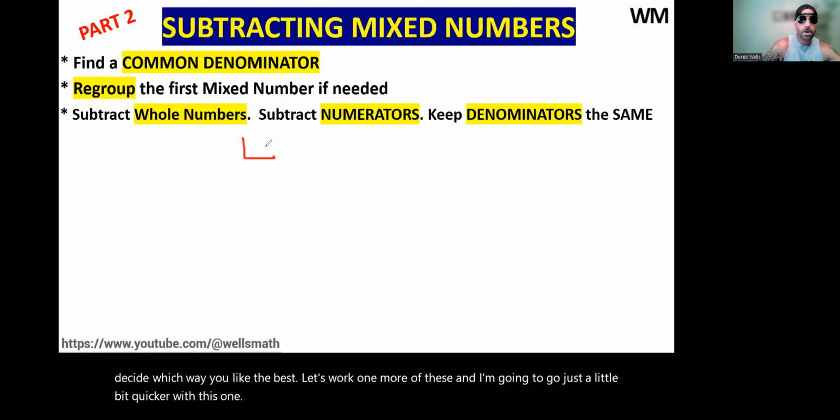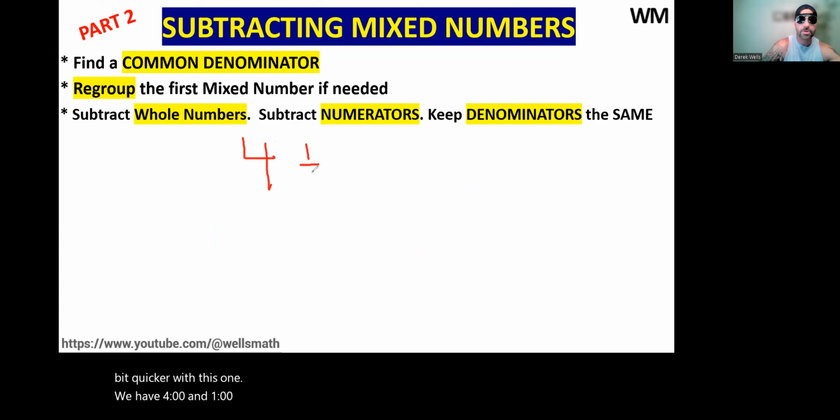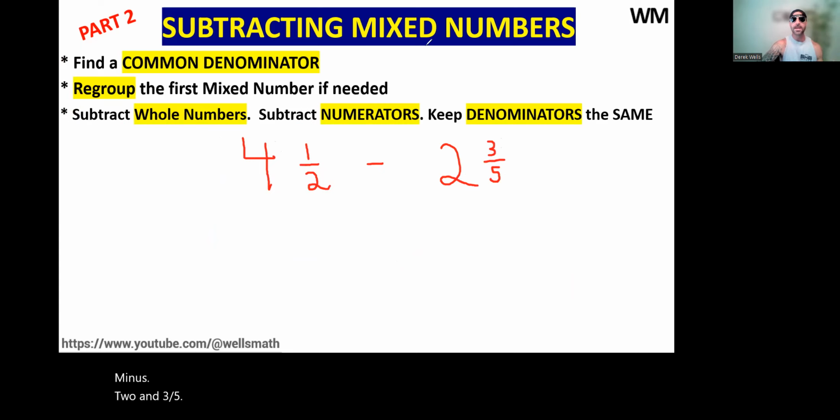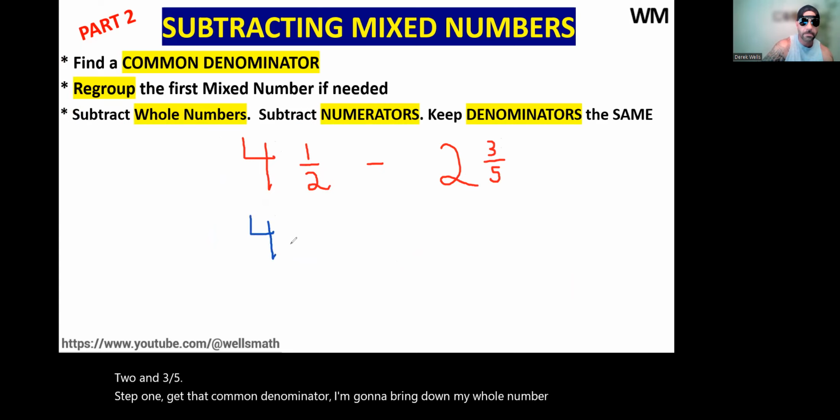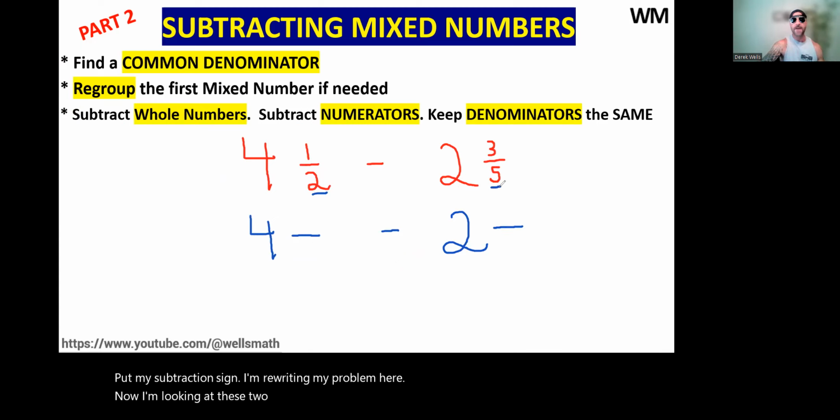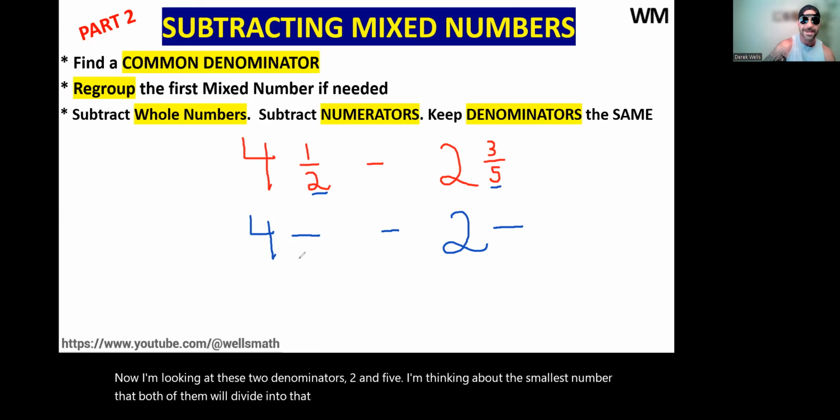We have 4 1/2. I encourage you to pause this video and write this problem down. Minus 2 3/5. Step 1, get that common denominator. I'm going to bring down my whole number here. Put my subtraction sign. I'm rewriting my problem here. Now, I'm looking at these two denominators, 2 and 5. I'm thinking about the smallest number that both of them will divide into. That number is going to be 10.